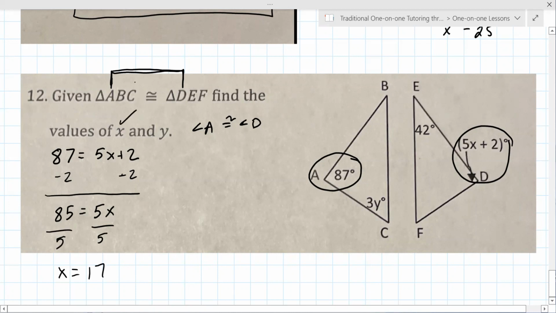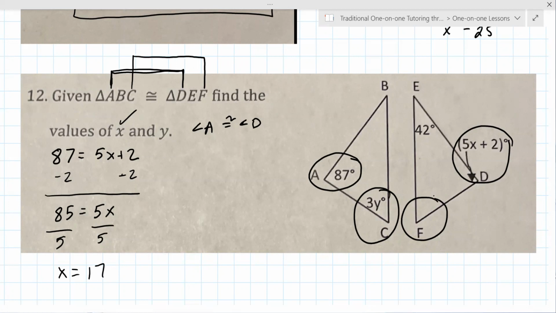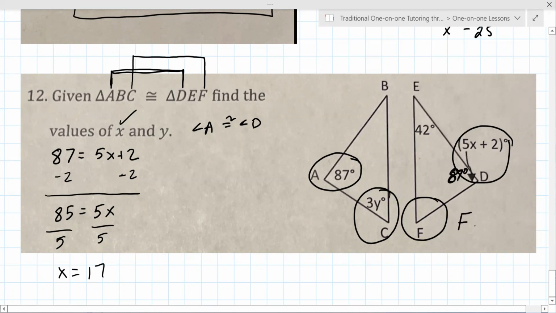Okay, so it shows in the congruent statement that C is congruent to F. But the problem is we don't know F. Do you agree with that? We don't know F. Yeah. But if we put 17 back into the 5x plus 2, this other angle is 87 degrees. So we can find F because F plus 42, the other angle, plus 87, the angle we just found, has to equal 180 degrees.